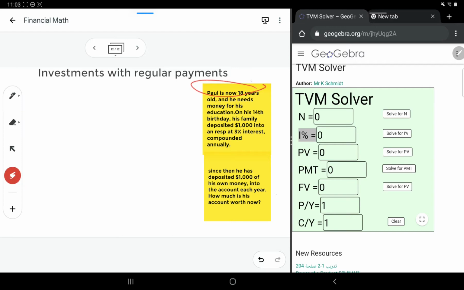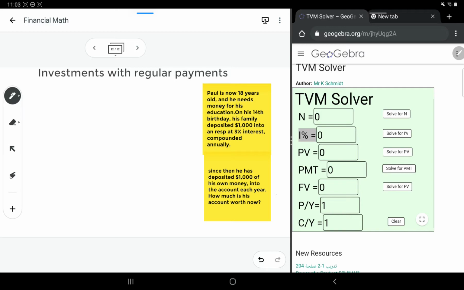So it says Paul is now 18 years old and he needs money for his education. On his 14th birthday, so when he was 14, his family deposited $1,000 into an RESP, a registered education savings plan, at 3% interest compounded annually. Since then, this is the new part, he has deposited $1,000 of his own money into the account each year, so once a year. How much is the account worth now? So the future value.